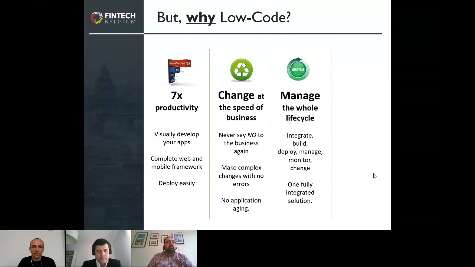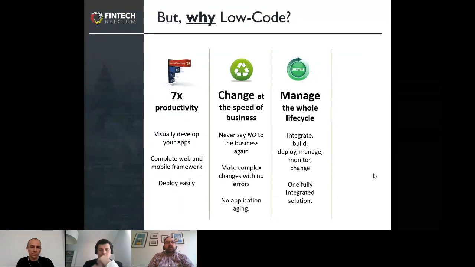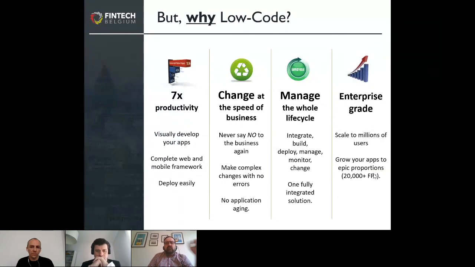Also, with low-code solutions, the majority of platforms allow you to manage the entire life cycle of your development cycle. So normally they come in one fully integrated solution. So this is definitely a major asset also for the IT sector in the organization. And also, it will enable you to scale. You can scale much more with a low-code solution, going from 10, 100, 1,000 to 1 million users all of a sudden.